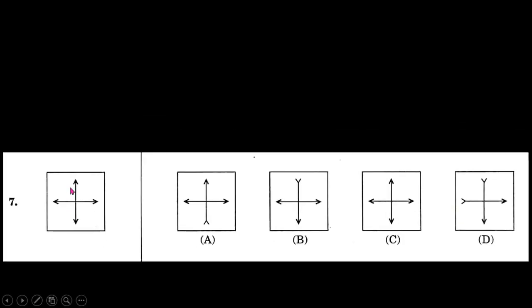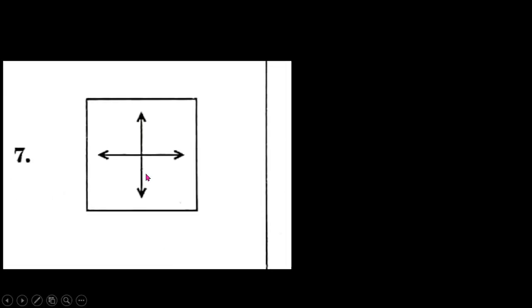Question number 7. Here we have a question figure and 4 answer figures. Let us have a close view of the question figure. The question figure is having 2 perpendicular lines of equal length, and there are arrow marks at the ends of the lines which are directed outward. Now we should find which of the answer figures exactly matches with the question figure.